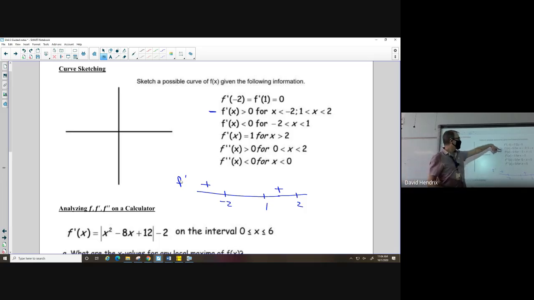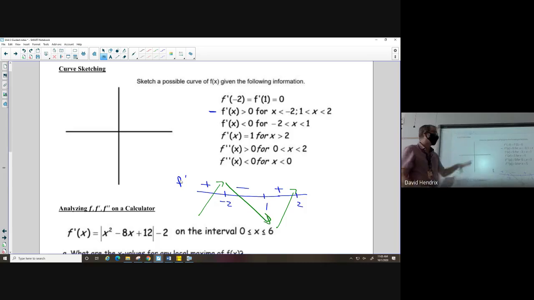And then lastly, it says that f prime is less than 0 from -2 to 1, so it's going to be negative in there. So at this point, we know that the graph of f should be increasing, decreasing, and then increasing to 2. So we've got that right there, and we already have a look for how the graph is going to look at various points.